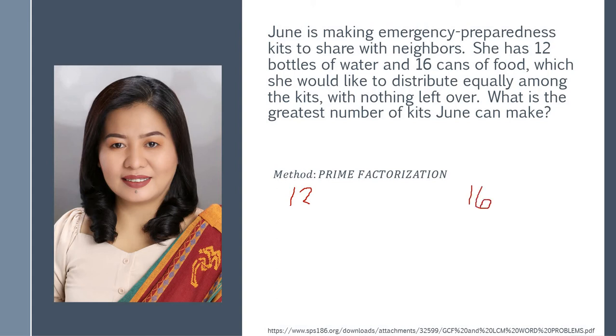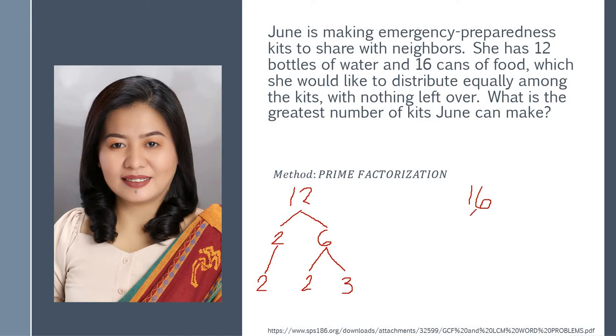So is 12 divisible by 2? Yes. So we write 2 here, and 2 is multiplied by 6 to get 12. 2 is already a prime factor, so we just bring it down. 6 is still a composite number, so we still have to factor it out. 6 is divisible by 2, and that should be paired with 3, also a prime number, to result in 6. So the prime factors of 12 are 2 times 2 times 3.